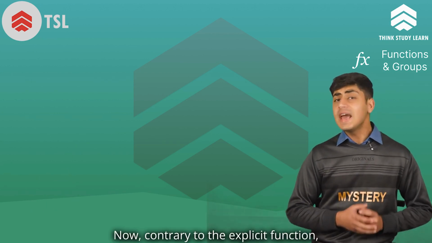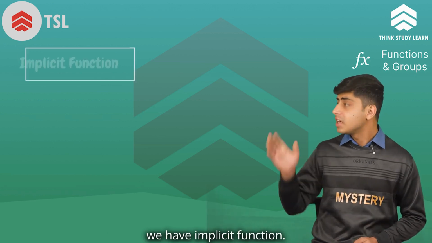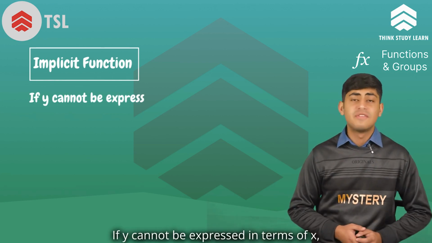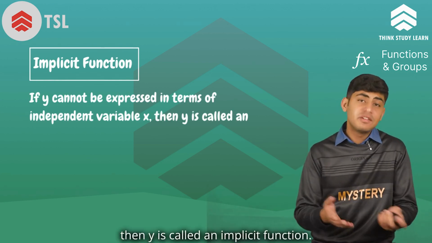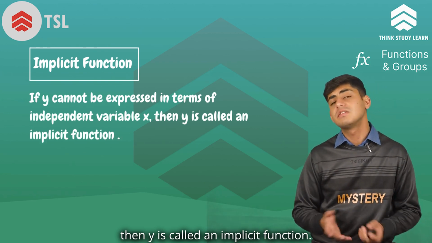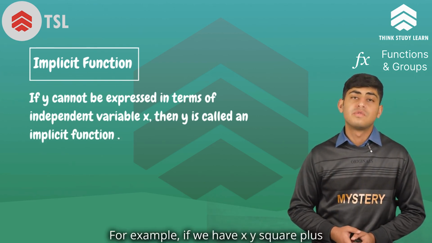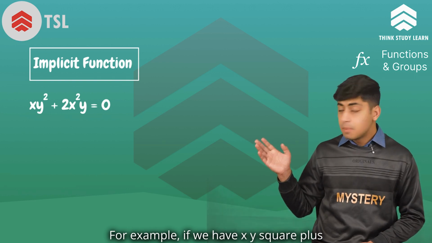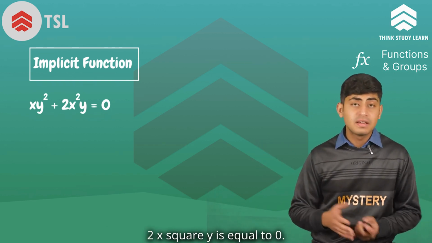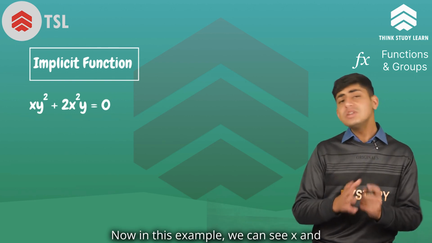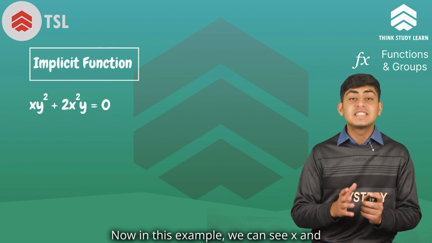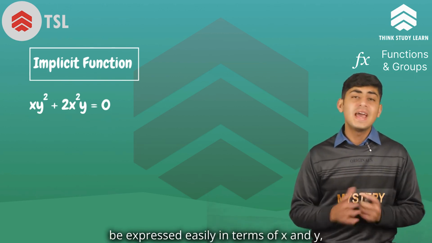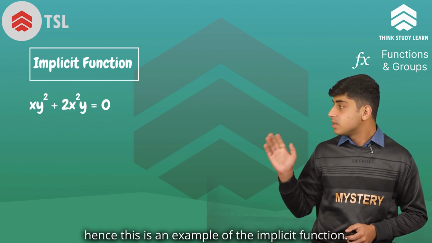Now, contrary to the explicit function, we have implicit function. If y cannot be expressed in terms of x, then y is called an implicit function. For example, if we have x y square plus 2 x square y is equal to 0. Now in this example, we can see x and y are very jumbled up and they can't be expressed easily in terms of x and y. Hence, this is an example of the implicit function.